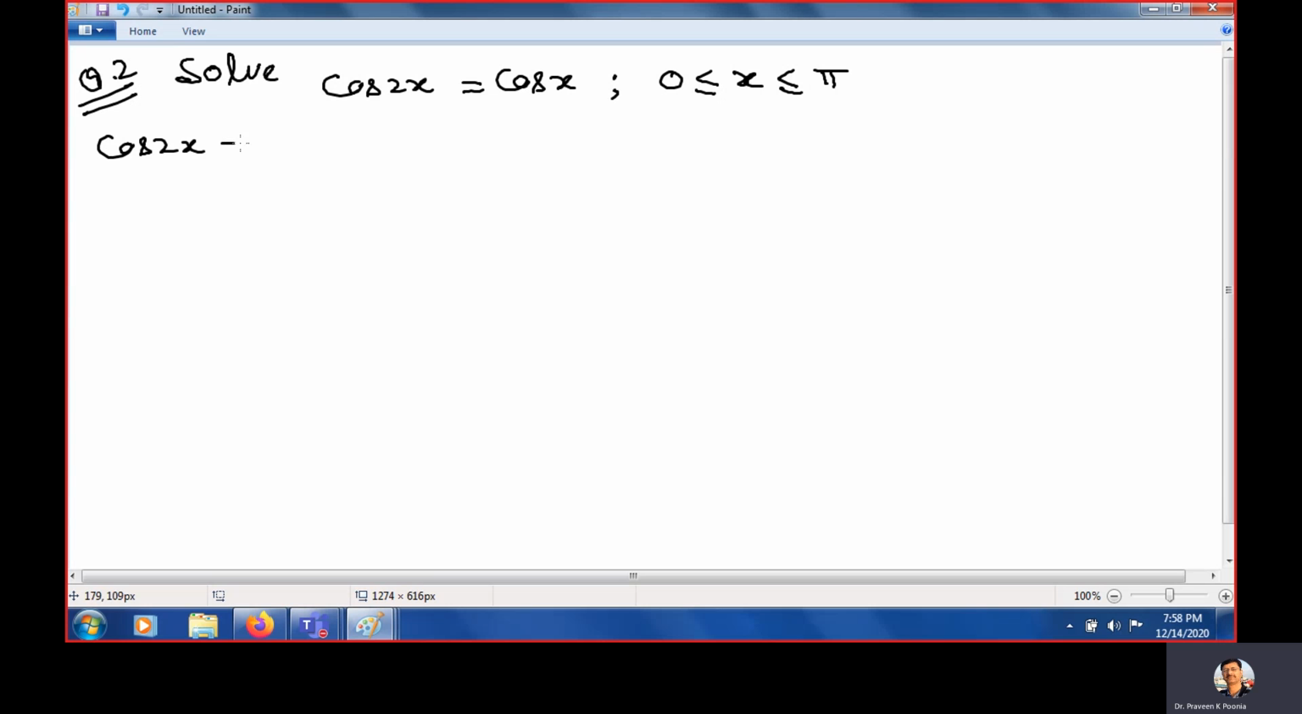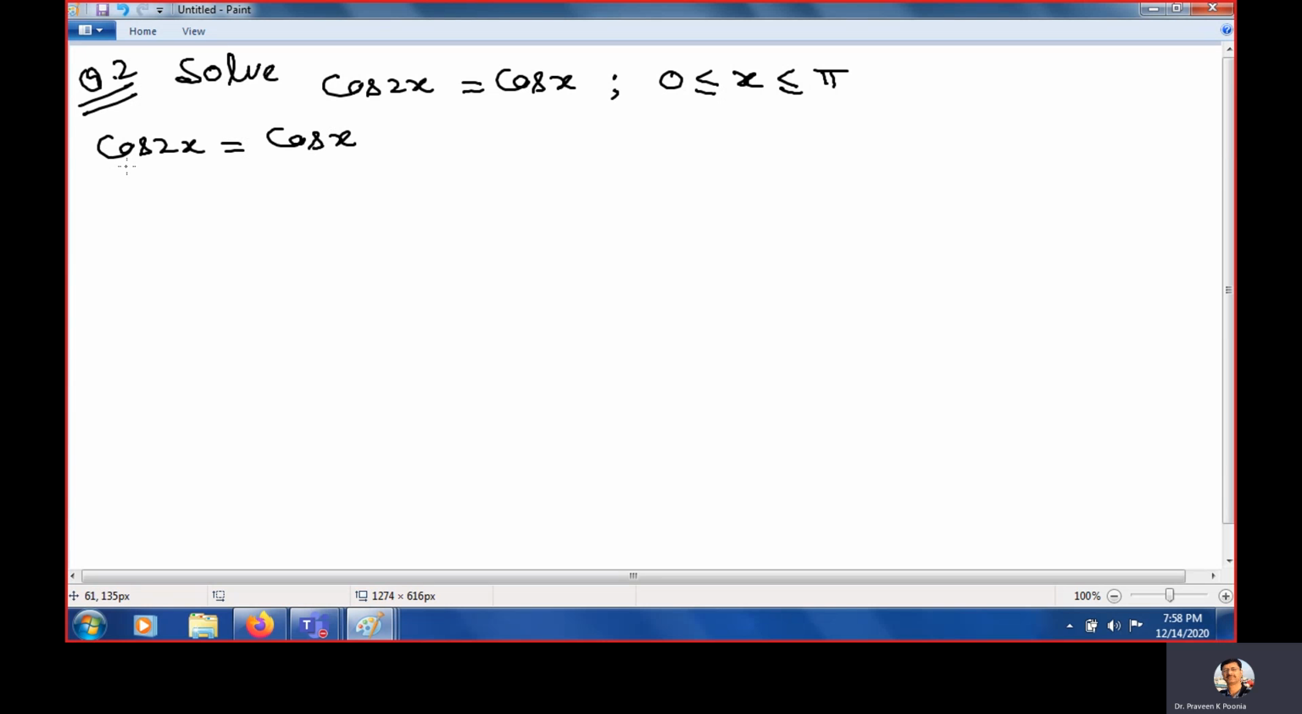Okay, now we'll move to question number 2, and question number 2 we are taking as solve cos 2x equal to cos x, and again the condition they have put is 0 is less than equal to x is less than equal to pi. So you need to solve this equation and the value of x should lie in this interval. This you need to manage. Okay, so what is the equation? It is cos 2x is equal to cos x.